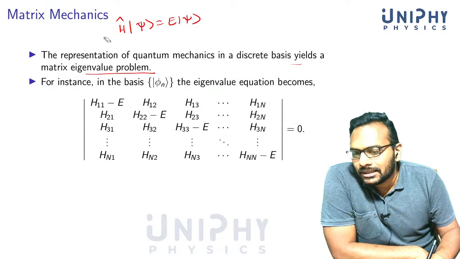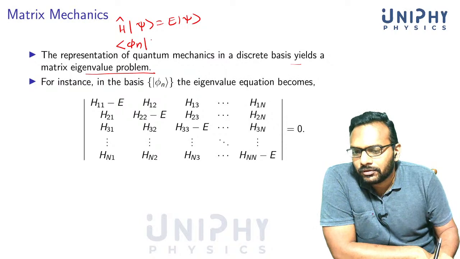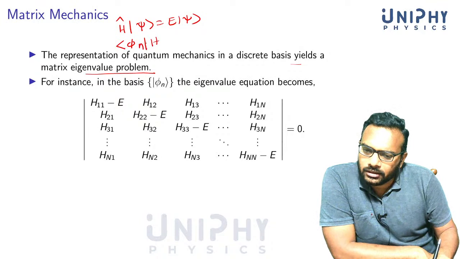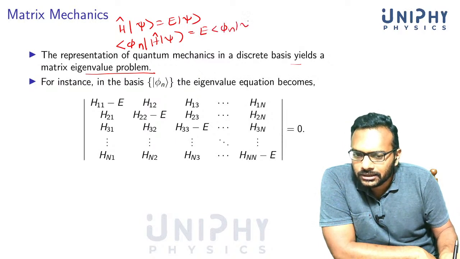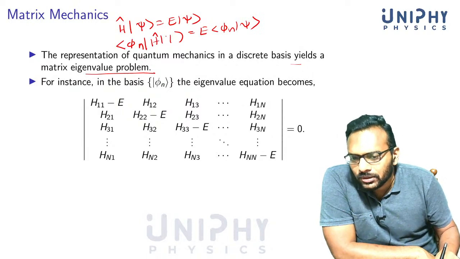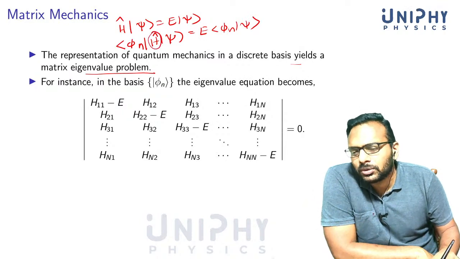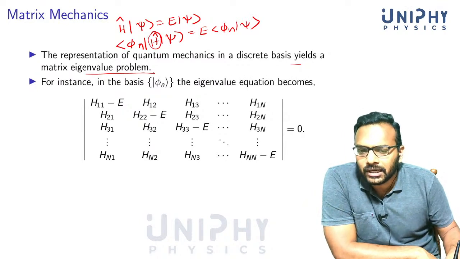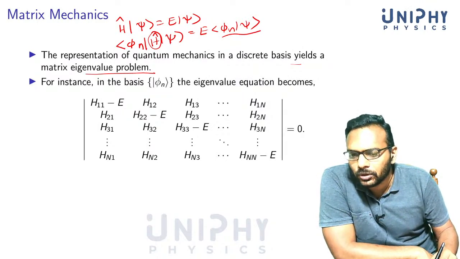As I said, we can always project it to some state phi n. So H cap psi, you are just projecting it to E phi n psi. Now again, this operator, we don't know what to do with it. It's an operator, while the other things have become numbers. The right hand side has become a number, but we don't know what to do with this operator.